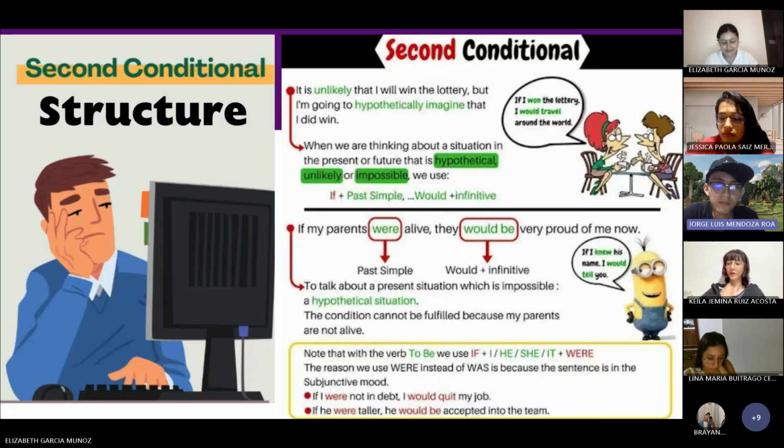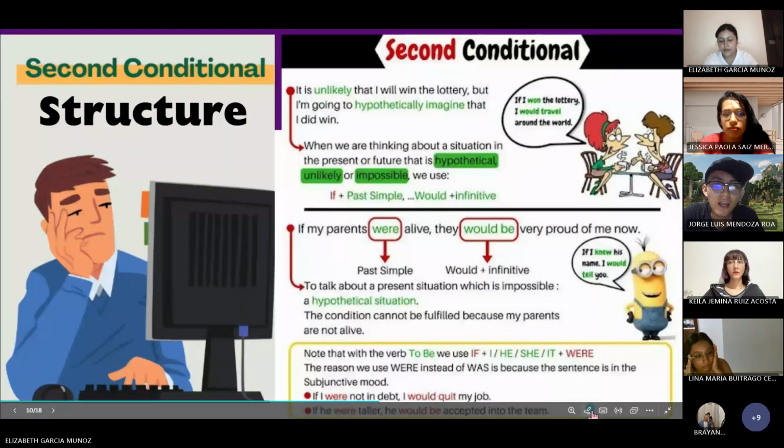Here we have an example: if I won the lottery, I will travel around the world. This is a hypothetical situation because you know that it's unlikely to win the lottery. It is not going to happen either way.